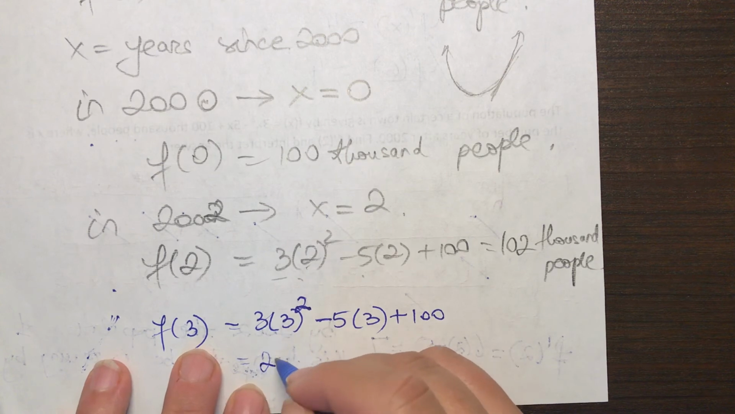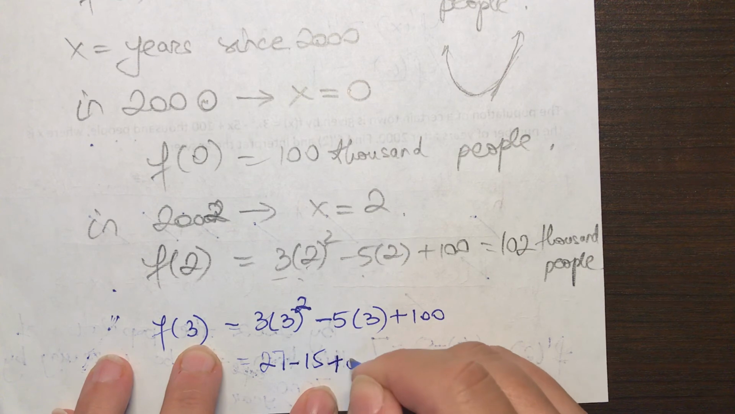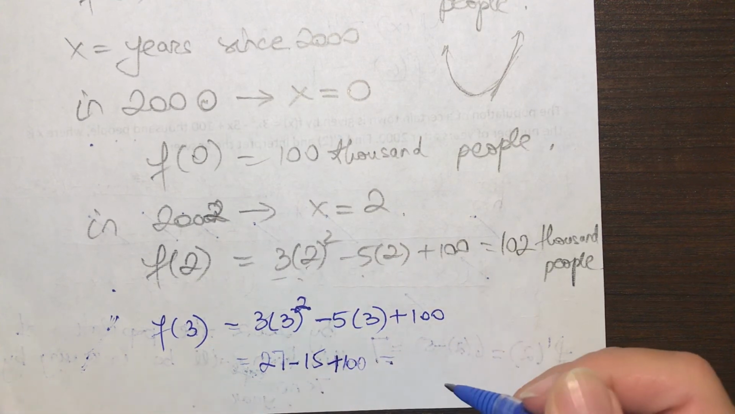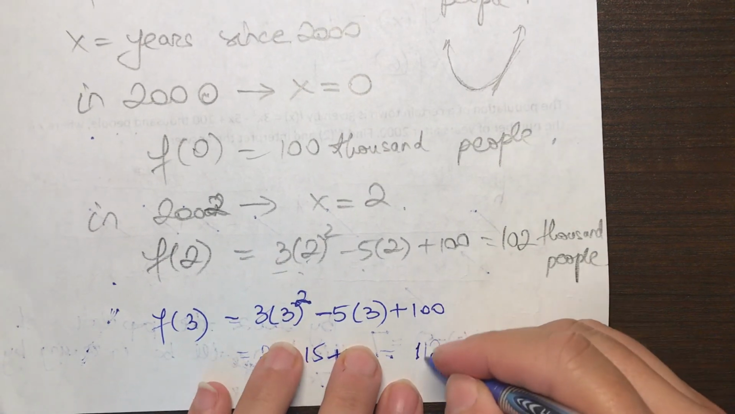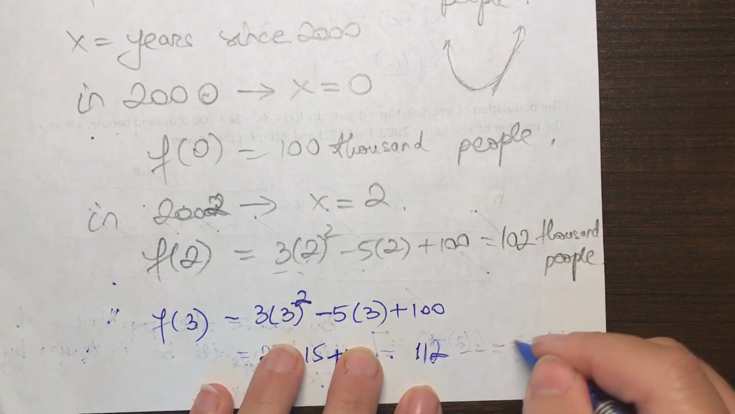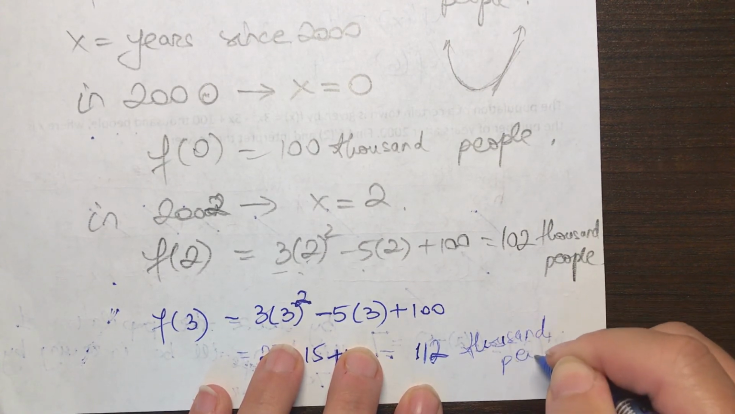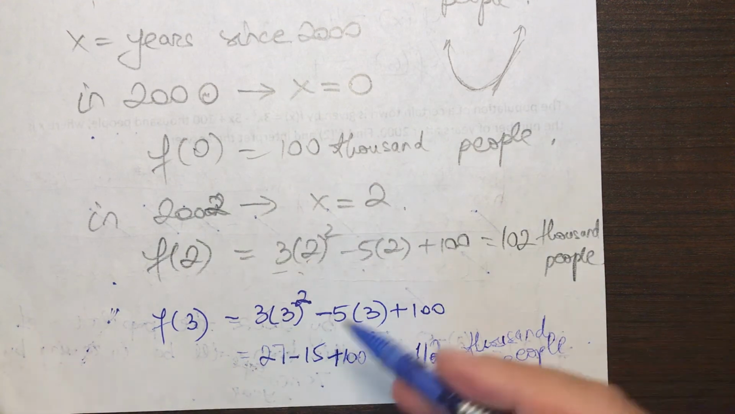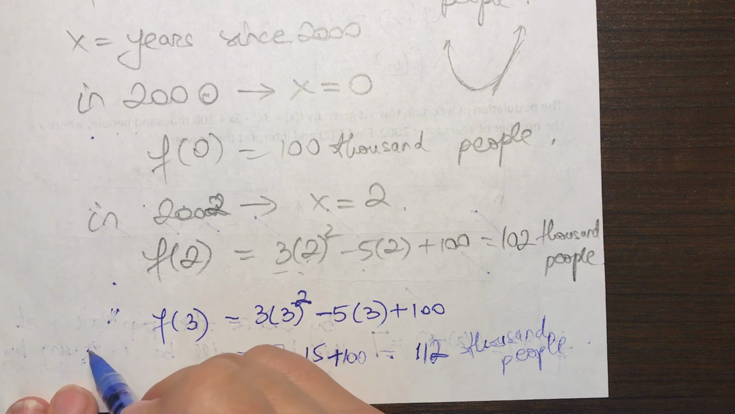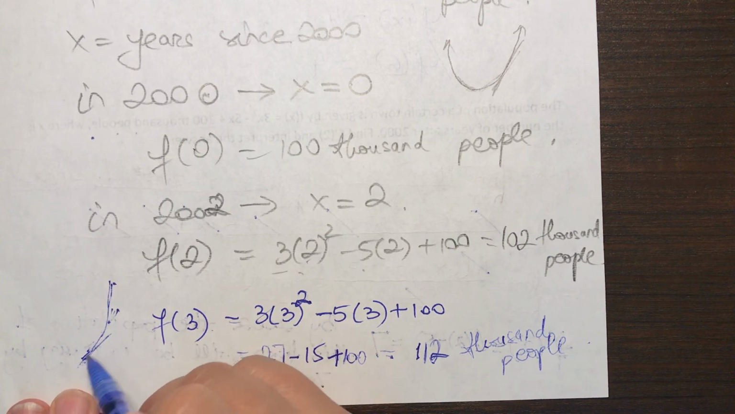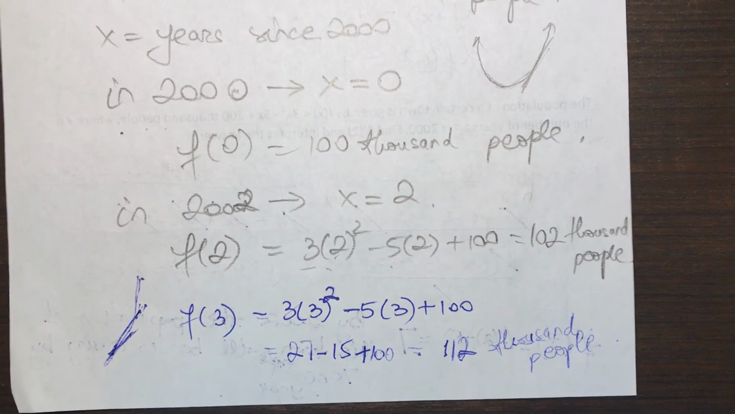So let's see, I'm not promising much. That's 27 minus 15 plus 100. That's 12, so about 112,000 people. So we expected 109, yes, but again, that's just because a year later is pretty far from what happens at the moment, right? So again, this tangent line versus what happens a year later could be slightly different, okay?